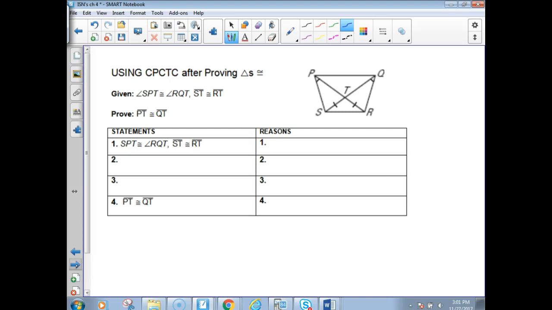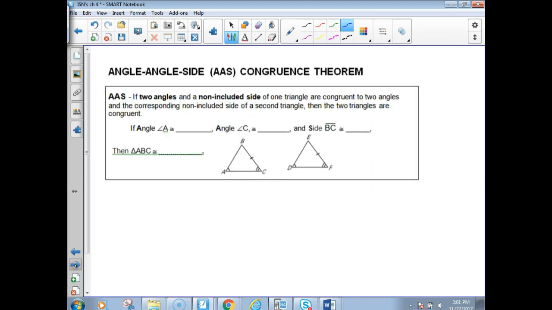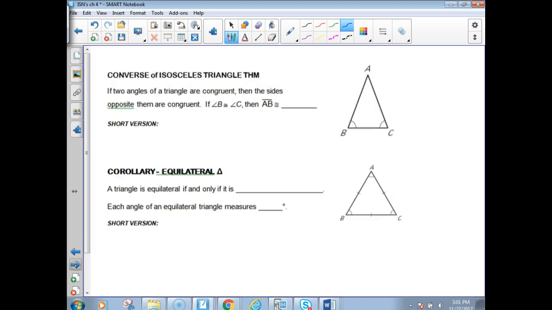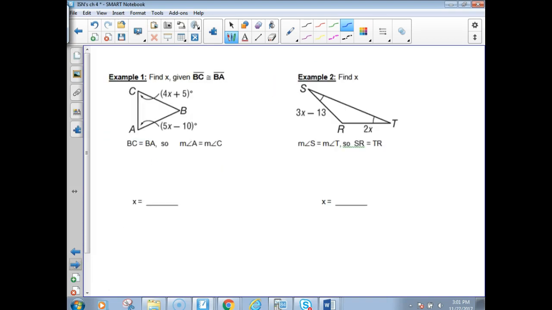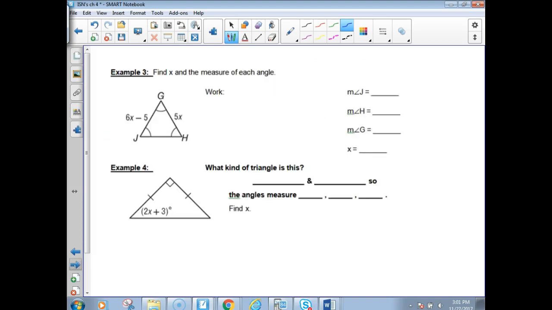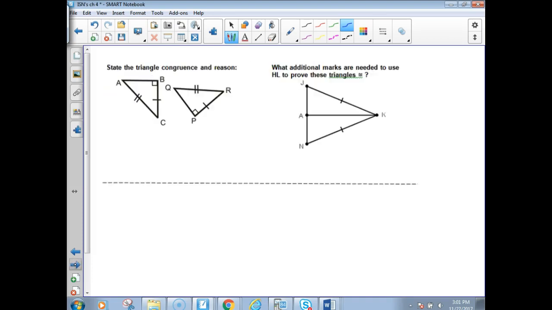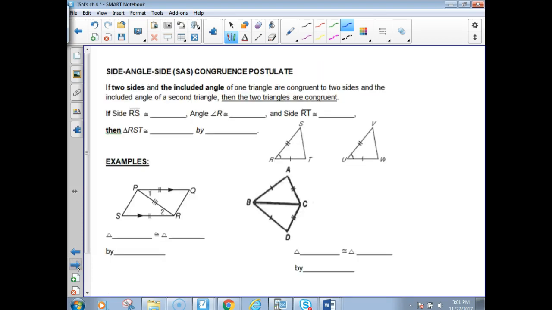This is not the next page. Sorry, I gotta find it. I believe it says SAS. I know somehow these came out of order. This one, that's what's next on your ISN, right? Okay, so there's another one, and we're actually going to be learning 5 different ways for proving triangles are congruent.